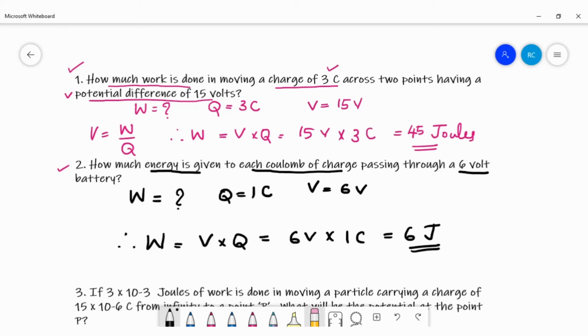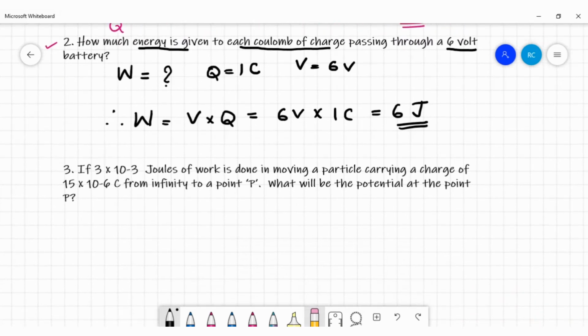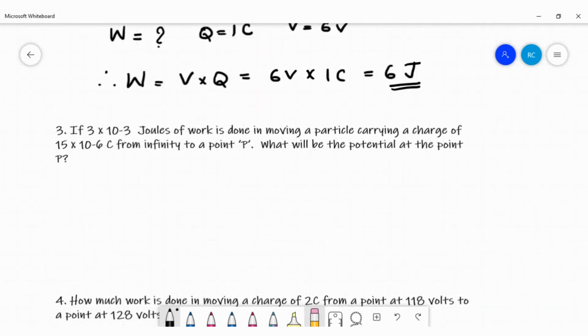Okay. Now the third numerical: if 3 into 10 to the power of minus 3 joules of work is done in moving a particle carrying a charge of 15 into 10 to the power of minus 6 coulomb from infinity to a point P, what will be the potential at the point P? So what are the things given in the question? 3 into 10 to the power of minus 3 joules of work, so work is given, so W equals 3 into 10 to the power of minus 3 joules. In moving a particle carrying a charge of 15 into 10 to the power of minus 6 coulomb. So charge is given, which means Q is given.